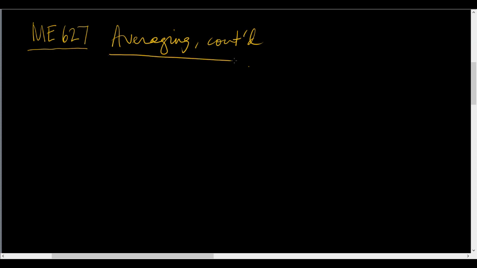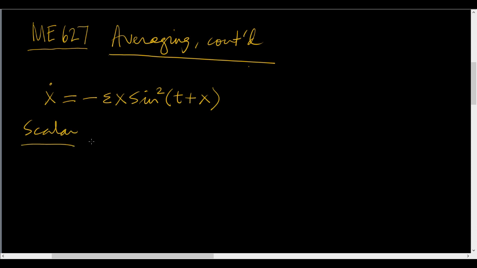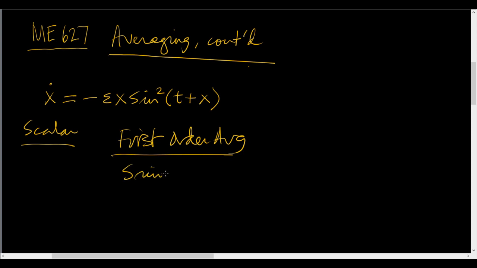We are continuing with averaging. Let us start with the basic system. Very simple. It's scalar. It's in Lagrange standard form. Everything is good. And first order averaging, or simple averaging, you just find the average of that. The period is 2 pi.